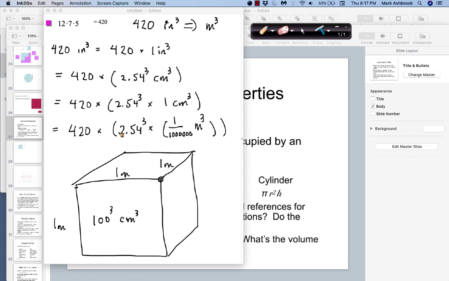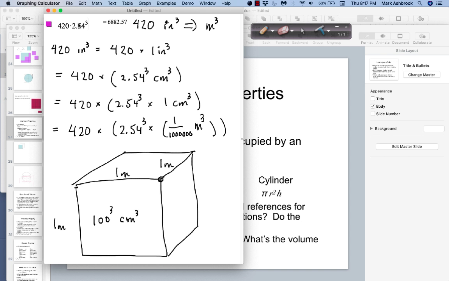So now we're ready to do our calculation to get how many meter cubes is one shoebox. So we'll come up here and we'll do 420 times 2.54 cubed times 1 divided by 1,000,000.